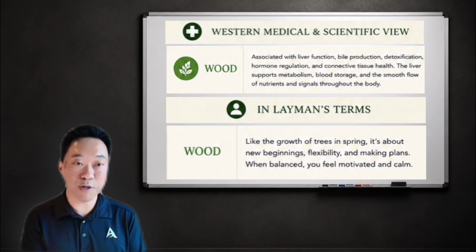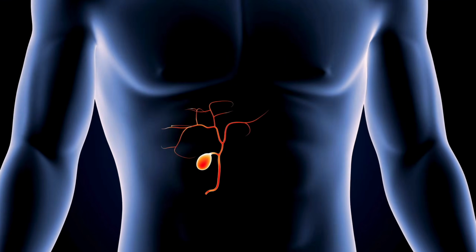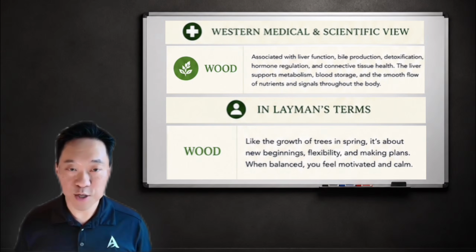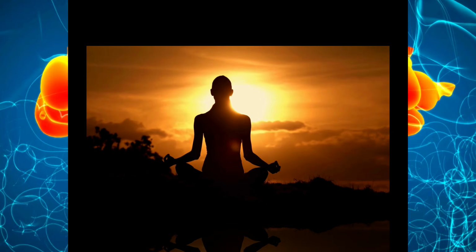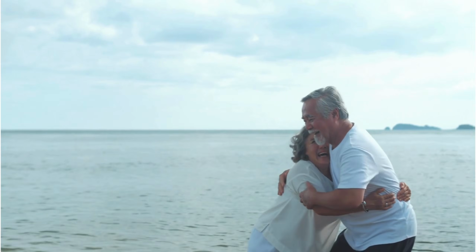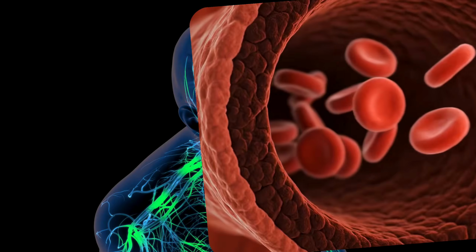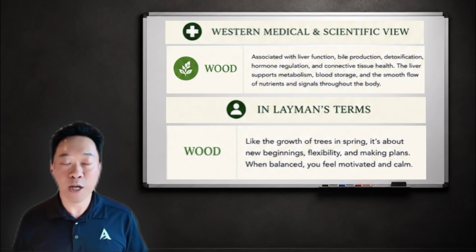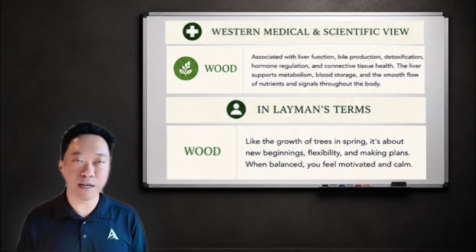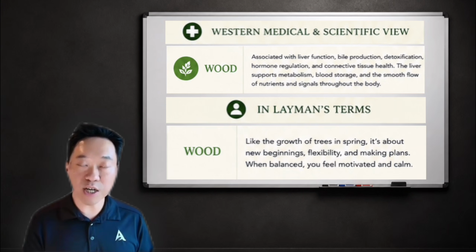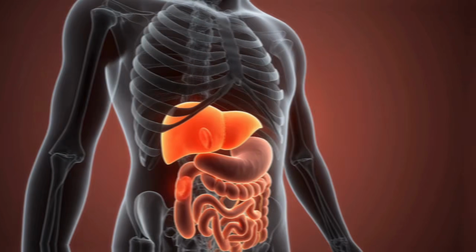So wood, the first element we're going to talk about, is wood. Wood is associated with your liver and gallbladder function, your hepatic function. So what does it do? Wood is associated with bile production, detoxification, hormone regulation, connective tissue health, blood storage, and the smooth flow of nutrients and signals throughout the body. So why do you want to know what each of these elements does? Because each element is related to 2 organs. So for example, the wood is related to the liver and gallbladder.